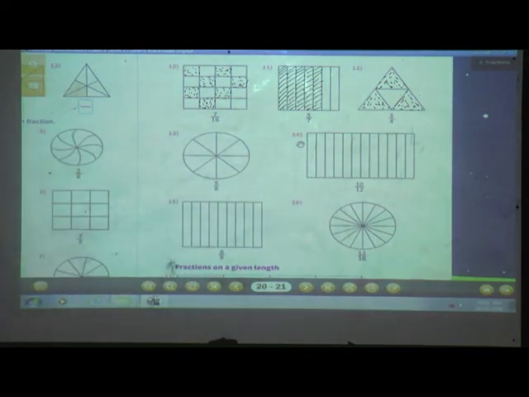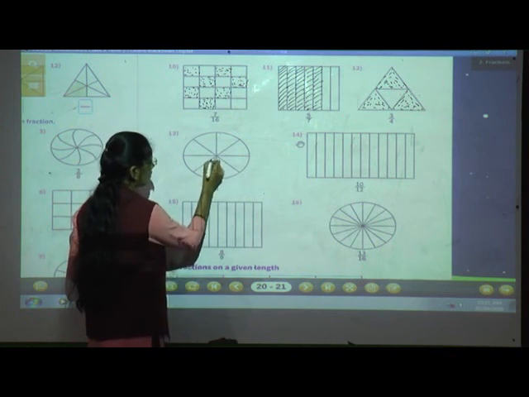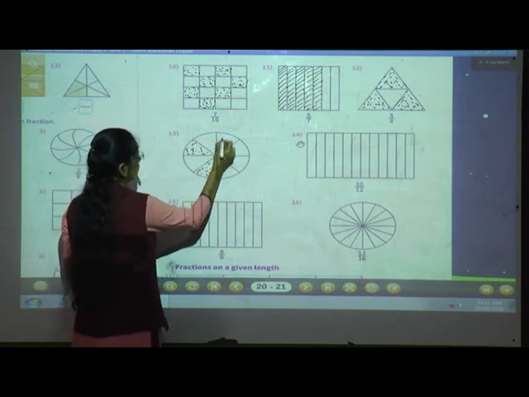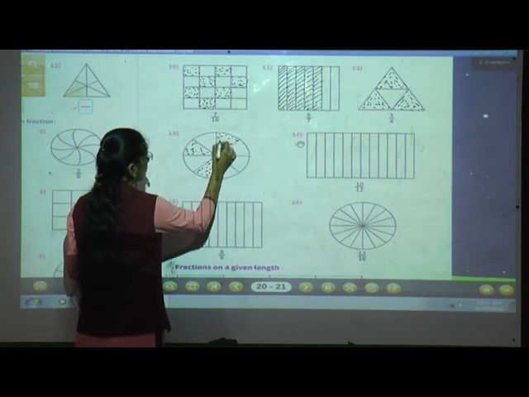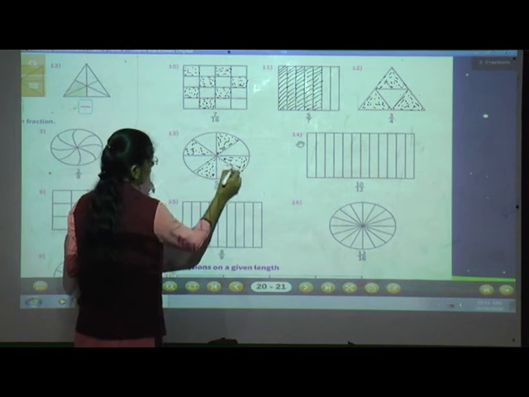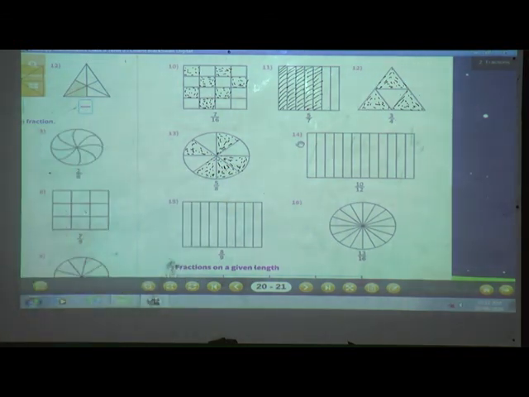Okay. Now see the next example. Read the fraction, given fraction 5 by 8. Now here 8 parts are there, and out of 8 parts we have to color 5 parts. So color the 5 parts. 1, 2, 3. This is 4th one. And this is 5th one. Okay, out of 8 parts we have to color 5 parts. So this is the fraction 5 by 8.